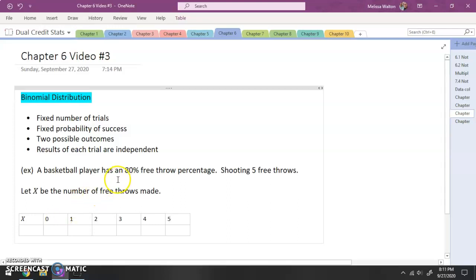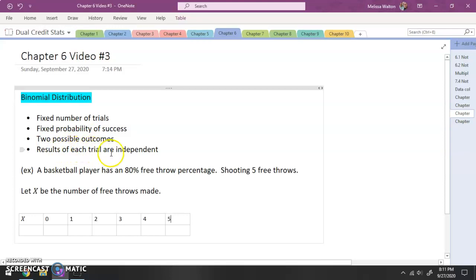So let's real quick go over to make sure that this is actually a binomial distribution before we start calculating those percentages. First off, fixed number of trials. Well, yes, we are shooting 5 free throws. Fixed probability of success. We are going to assume that every single time this player steps up to the line to shoot, they have an 80% chance of making it. Great. Two possible outcomes. Well, yes, you either make it or you miss it.